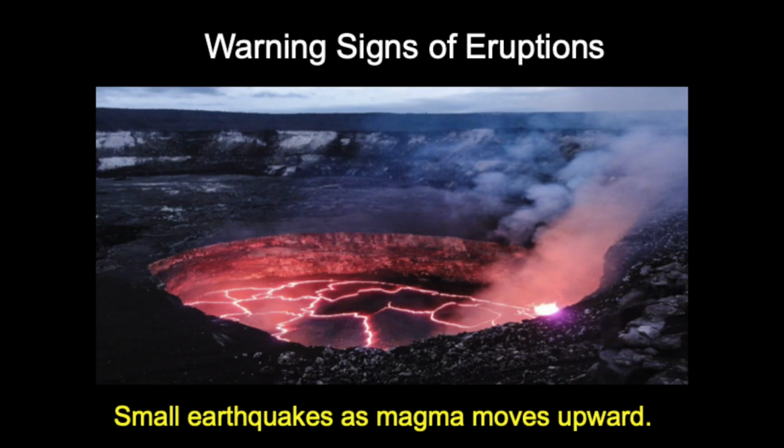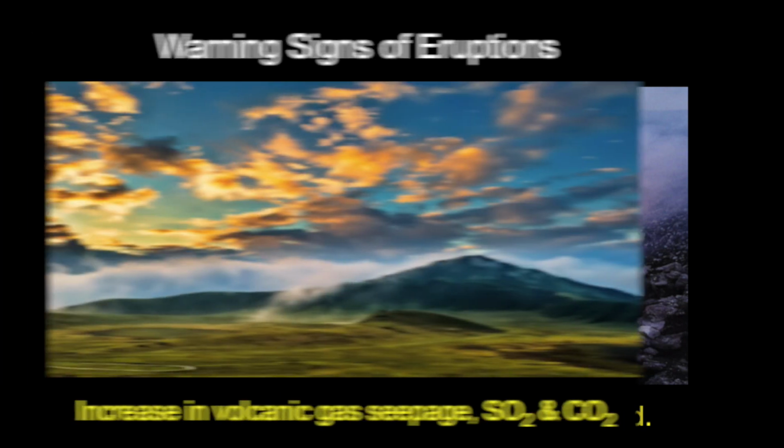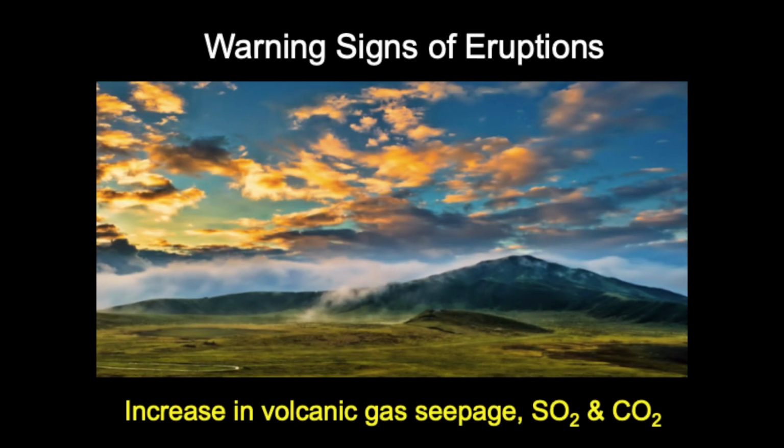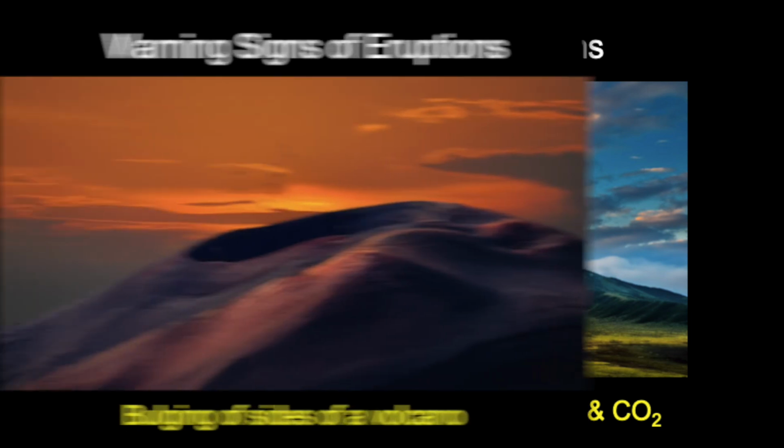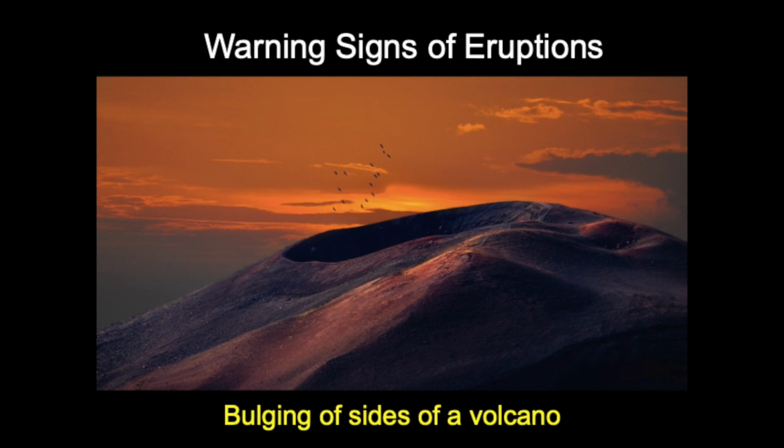Now, as far as warning signs of eruptions, sometimes there are small earthquakes, and that forces magma to move upwards into the caldera. We also have increasing volcanic gases that are seeping out, and we also have a bulge sometimes that is seen on the side of volcanoes. That's an early warning detection.